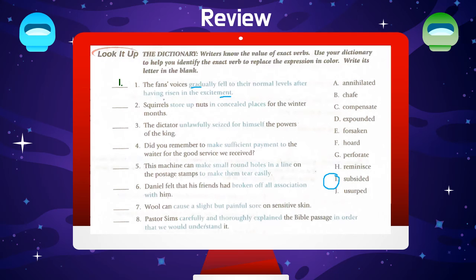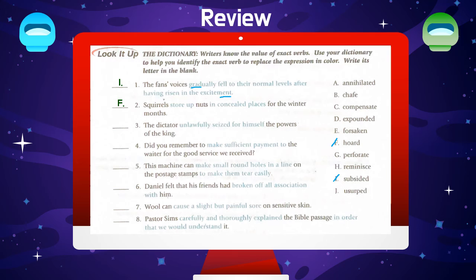Number 2, squirrels store up nuts in concealed places for the winter months. So we're looking for the verb that means store up in concealed places. I know that it's not subsided because I've already used subsided. But what could it be? I'm just going to mark through it like this. Okay. Annihilated, chafe, compensate, expounded, forsaken, hoard, perforate, reminisce, or usurped. There might be some verbs that are more familiar to you than others, so you might use that to help you guess. Look it up and then come back. Okay, store up in concealed places is F, hoard. Very good. Hopefully you got that one.